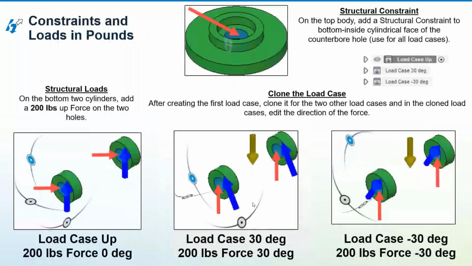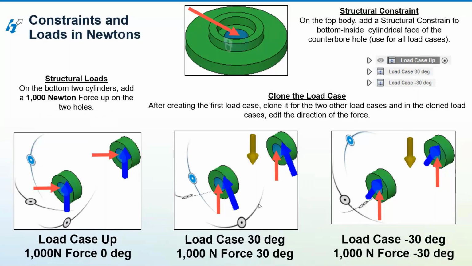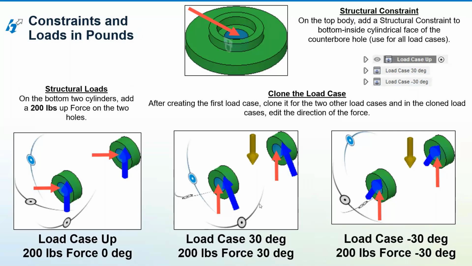We can add our constraints and our loads in pounds, or in newtons, depending on what you type in. You can have different units inside of there. We can also add different load cases, so not only one load case. I would recommend having multiple load cases, where we have a load case up, a load case at a 30-degree angle, and a load case at a negative 30-degree angle inside of here.